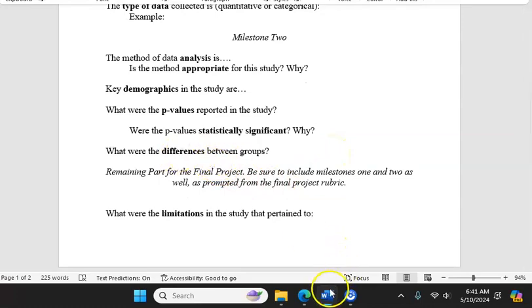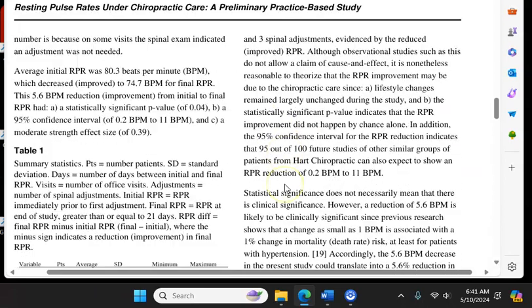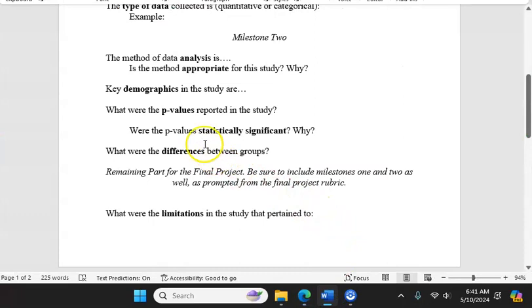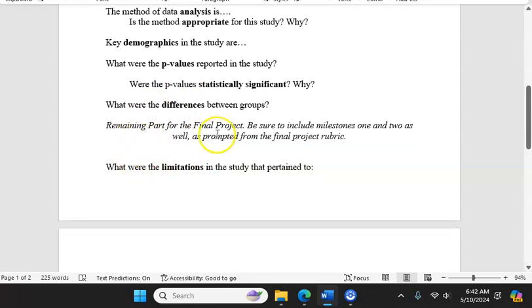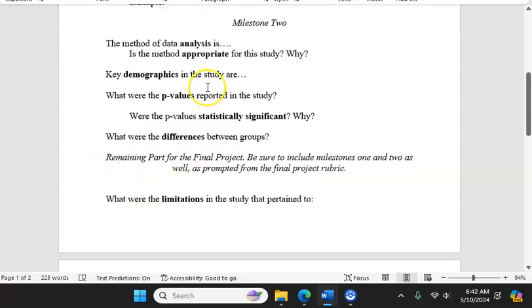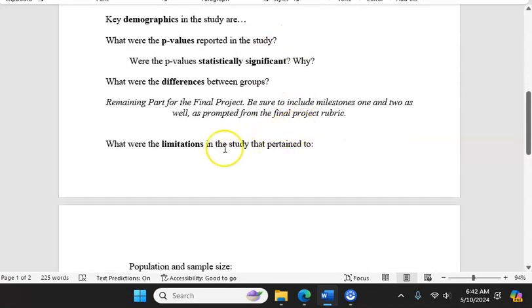Differences between the groups, just touched on that, and that's also in results. Difference between groups. In this case, there's just one group, but we can see before and after will be our quote-unquote groups. And so that's the end of milestone 2, and the rest of it is new for the final project, but hang on to these 2 assignments. They are to be included in your final project.